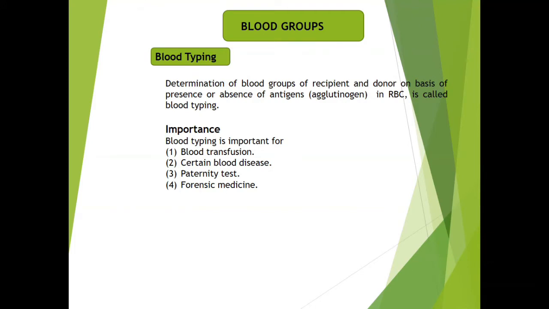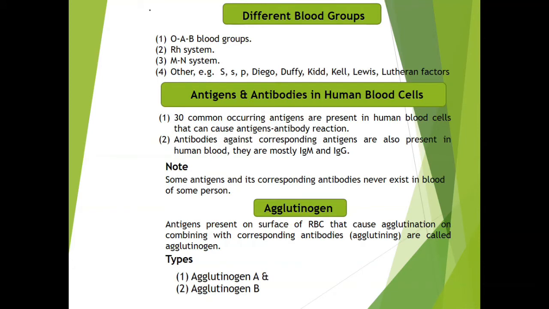So let's go to the next slide. That is about different blood groups. What are the different types of blood group present in the population? Number one is the ABO blood groups. Number two is the Rh system. Number three is the MN system, and others are Ss, P, Duffy, and so on. The most important are number one and number two, that is ABO blood groups and the Rh system, because these two blood groups are mainly concerned with the blood transfusion reaction that occurs due to mismatched blood transfusion.